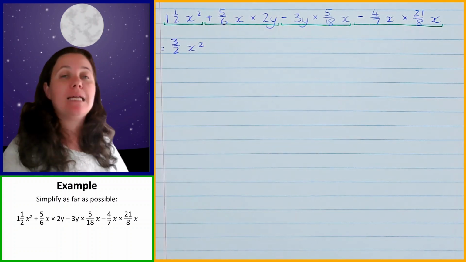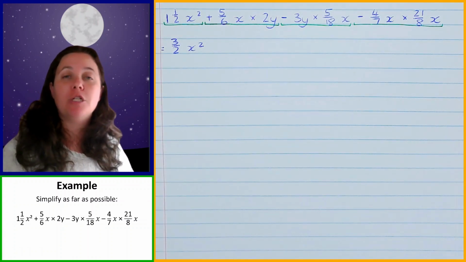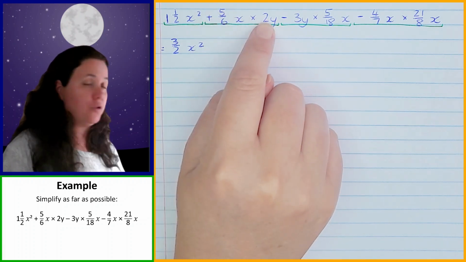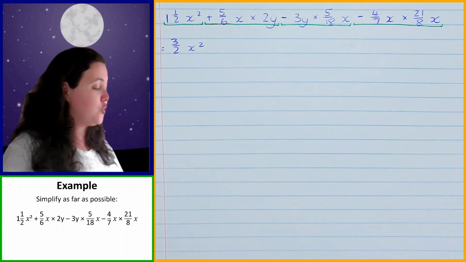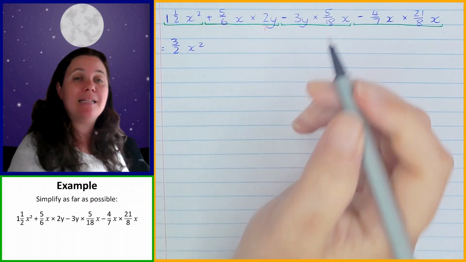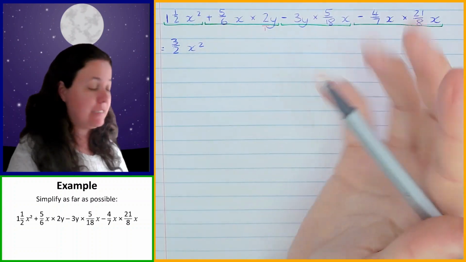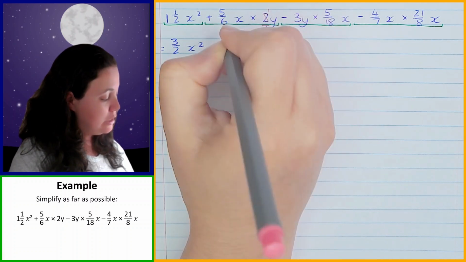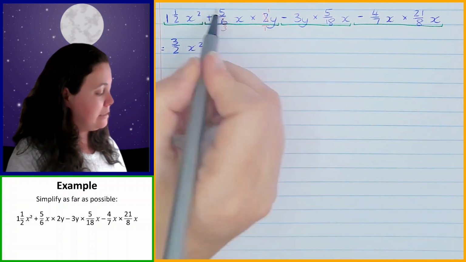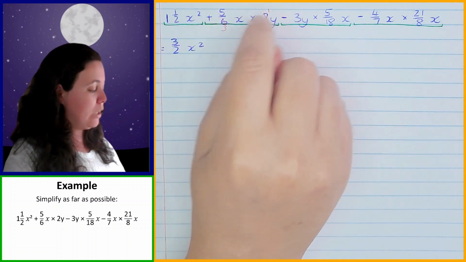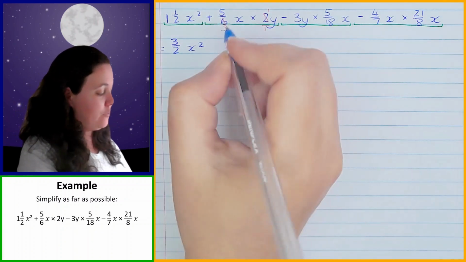Okay, then I've got 5 over 6x times 2y. Just like when we were doing the last example, we're going to multiply our numbers together, and then we're going to multiply the variables. Over here, my numbers are 5 over 6 and 2. Now if I multiply these together, remember the 2 is the same as 2 over 1. So I'm going to multiply and cancel out the things that I can cancel here. This is the top of the fraction, this is the bottom. 2 goes in there once, 2 goes in there 3 times. I can't cancel anything with the 5 or the 3. So now I have 5 times 1 and 3 times 1. So that's 5 over 3.